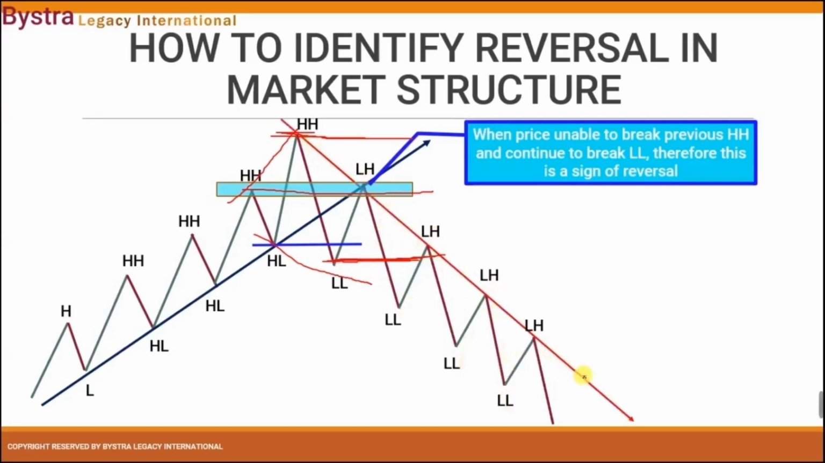Price comes back down to test this new trend line that it broke and continues to go upwards. As we can see here, price has created a new higher low, and at the same time this is a QM. Okay, we have the over and under left shoulders. Price comes back to test this left shoulder and continues on an uptrend. So when the price is unable to break this previous lower low and continues to break this higher high, therefore this is the sign of reversal.